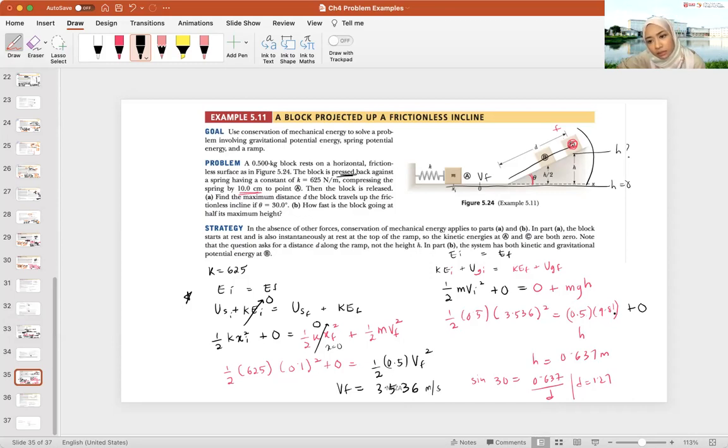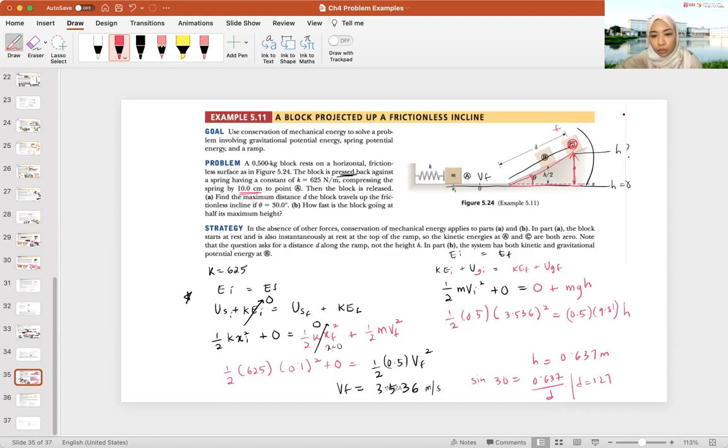Why did I write it like this? That is so weird. So H is here. Okay, so you solve for H. So H we get 0.637, and then using your Pythagoras theorem, sine of 30 will give you the D.